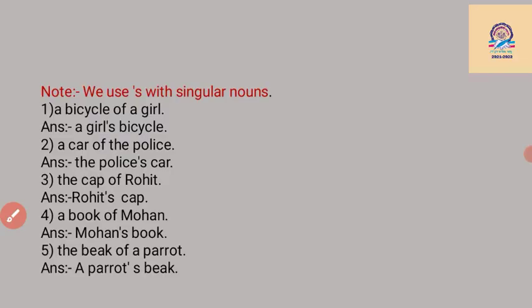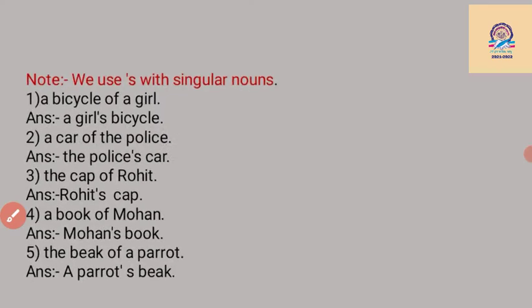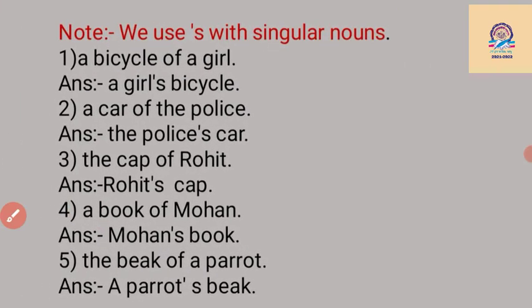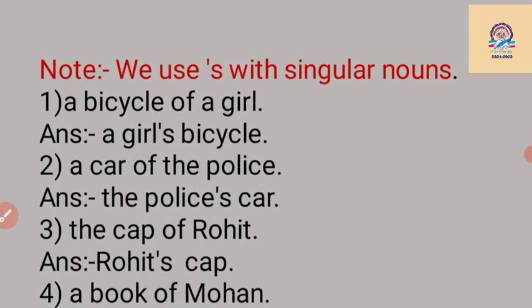Then next, notes are given here. We use apostrophe s with a singular noun. The first example is given: a bicycle of a girl. What do we have to do? We have to write a girl first, then apostrophe s: a girl's bicycle. So the bicycle shows the relationship with the girl. Our answer is a girl's bicycle.